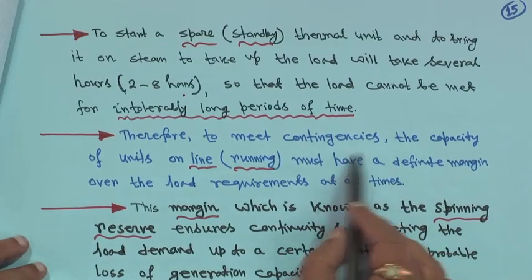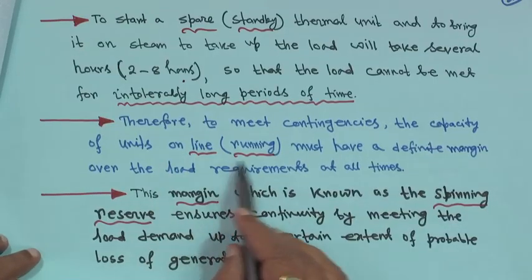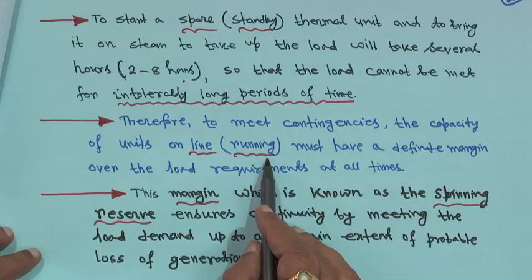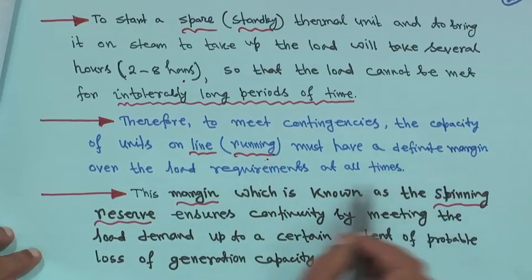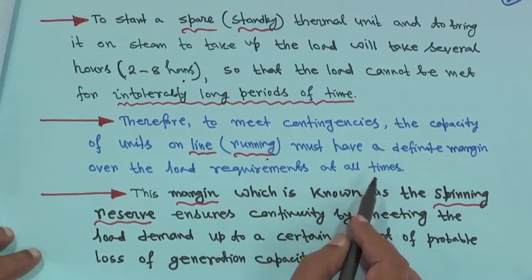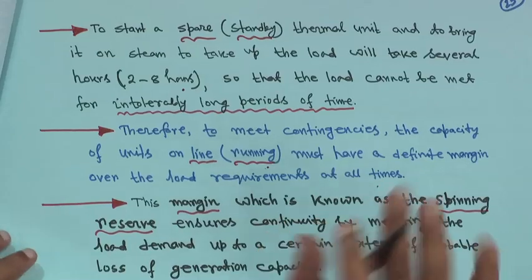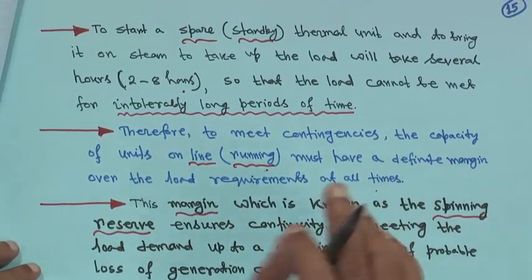So, therefore, to meet contingencies, the capacity of units online, and online means the running units, must have a definite margin over the load requirements at all times. The idea is something like this. Suppose 5 units are operating, right, and suppose it is supplying a 500 megawatt load, and each unit is generating 100 megawatt.